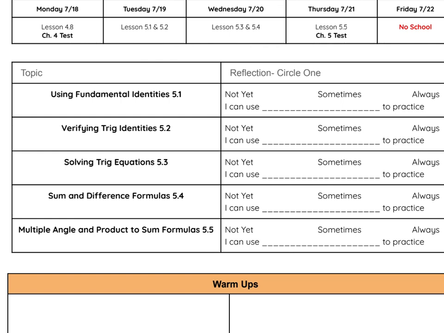Hi everyone, we are going to be going through chapter 5, and that is analytic trigonometry, which includes using fundamental identities, verifying trig identities, solving trig equations, sum and difference formulas, and multiple angle and product to sum formulas.